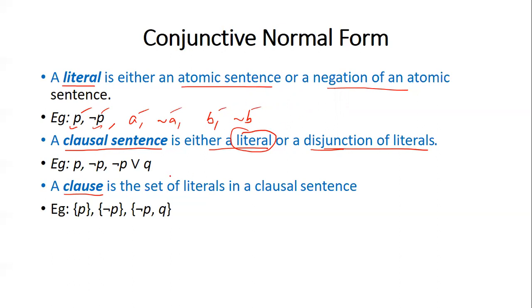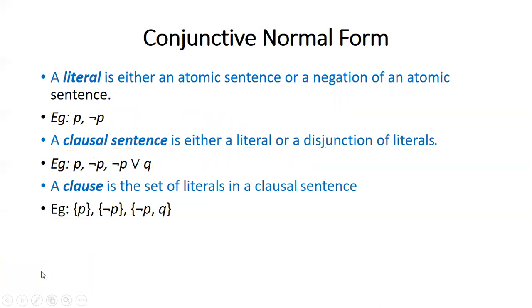Apart from this, if you have something like A or B, or P or Q, all these are also clausal sentences. So here we have P, not P or Q. This is also a clausal sentence. So basically a clausal sentence is either a literal or a disjunction of literals.